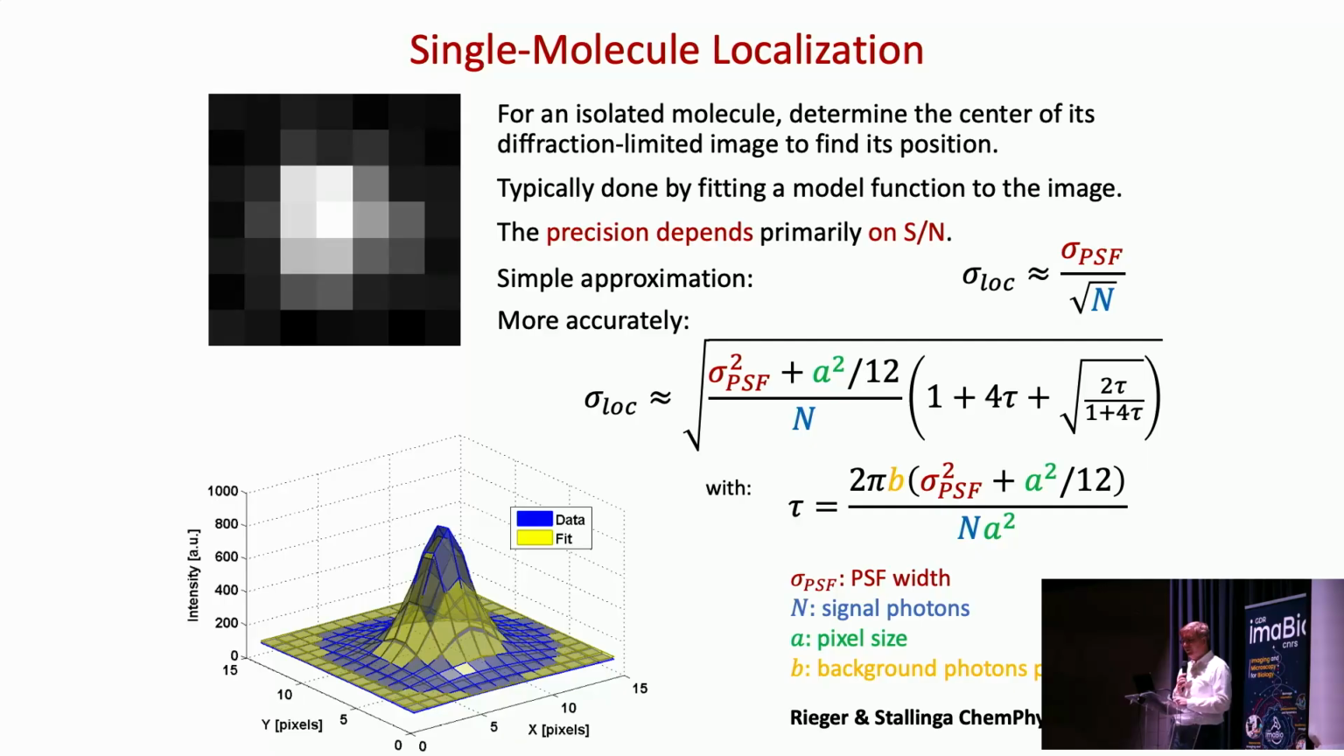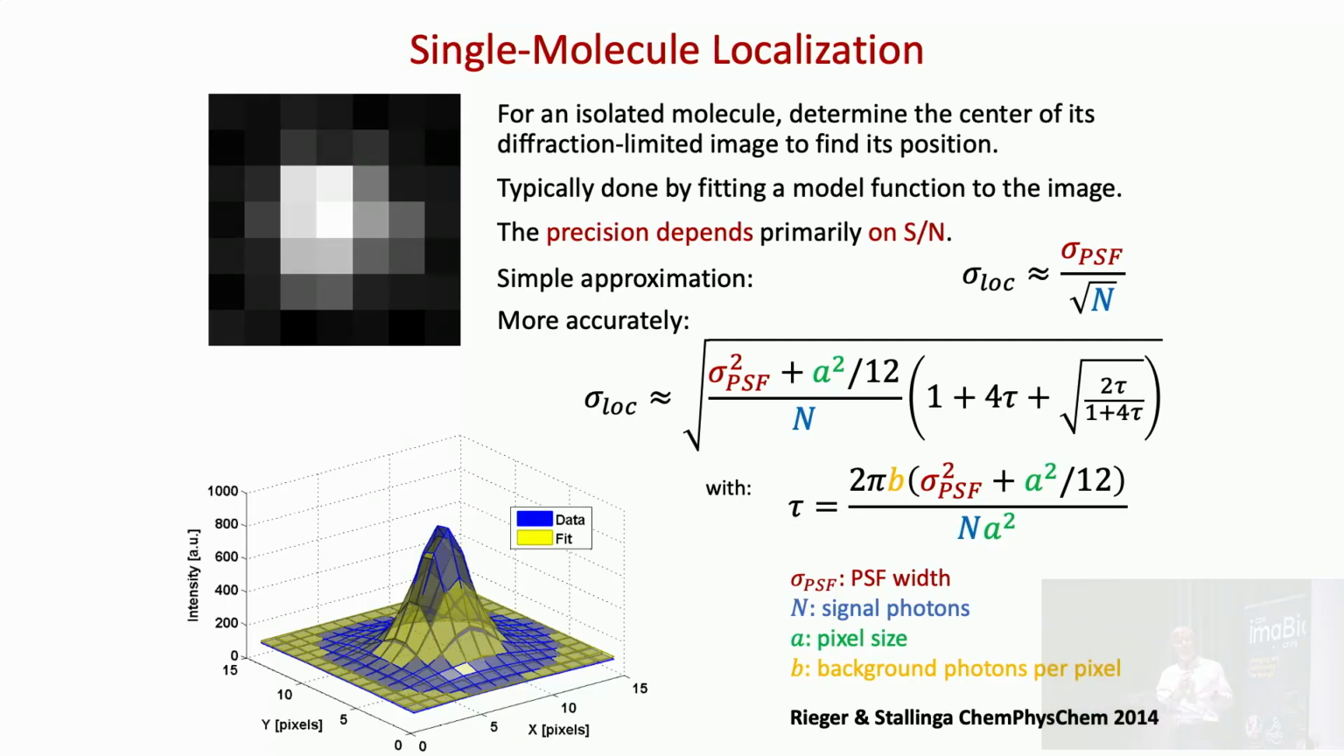If you go a little bit more in depth here, and this is not a very nice formula, but I think a reasonably accurate one by Bernd Rieger and Sjoerd Stallinga. So you see that localization precision depends on the size of the point spread function, the diffraction limit, and the number of photons, but it also depends on the background noise per pixel and the pixel size.